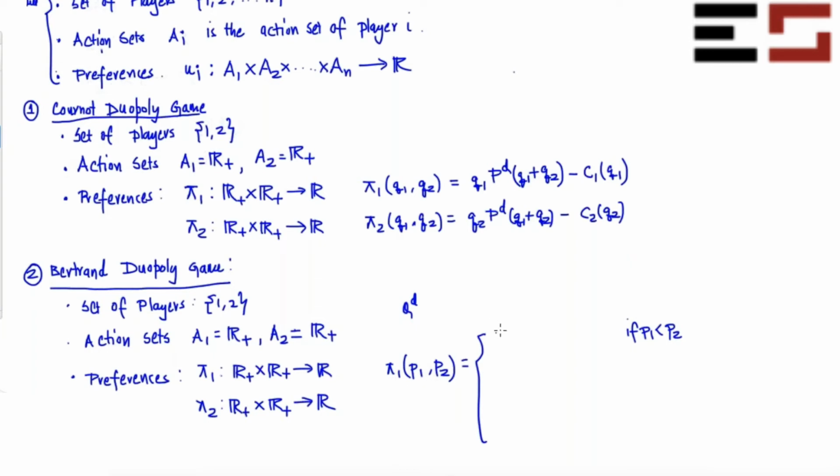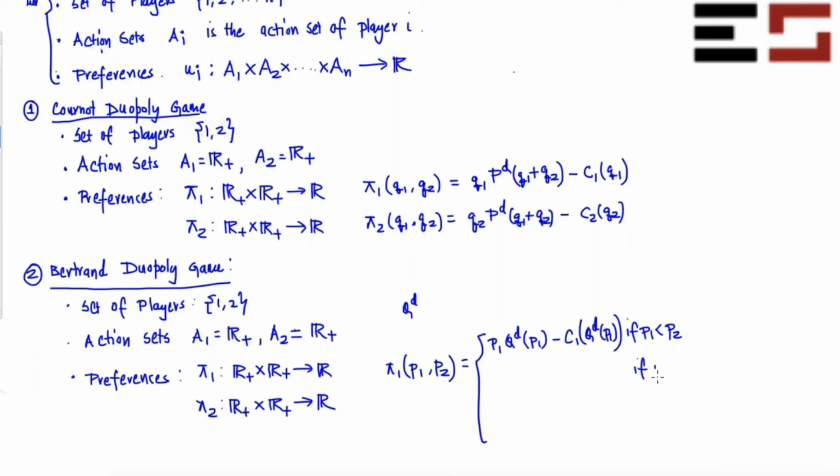So if firm 1 gets the entire market, then its revenue is P1 times the demand at P1, minus the cost of firm 1. When it sets price P1, this is the quantity that firm 1 has to sell, and therefore this is the cost associated with producing this much quantity. So you have to subtract that, and that's going to give you the profit.